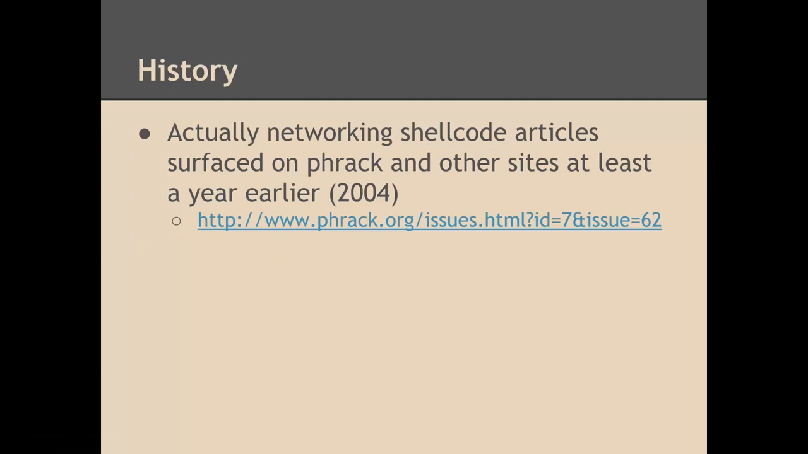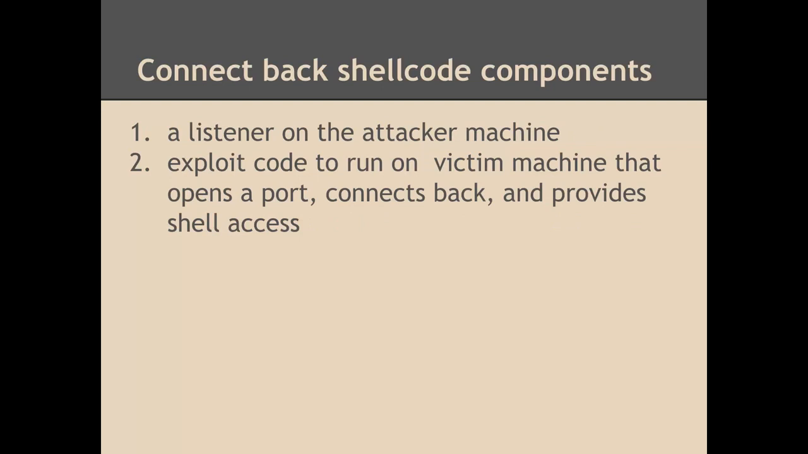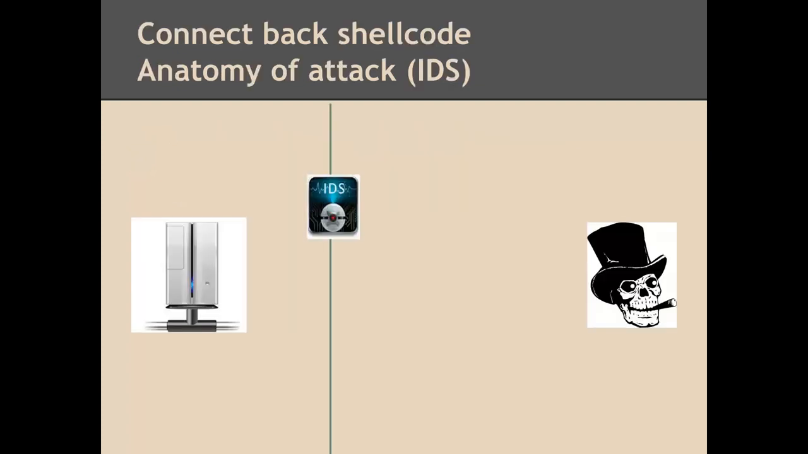Now, there's nothing preventing someone with assembly level experience and networking experience at that level from doing this themselves. So at the public level, this perhaps wasn't known before that, but nothing stopped hackers from doing this if they are sufficiently knowledgeable. So the two components of connect back shellcode are really just a listener on your machine as the attacker, and the exploit code, the payload, that when you tie the exploit to point to it and you land it, the victim machine will open a port, connect back, and provide shell access.